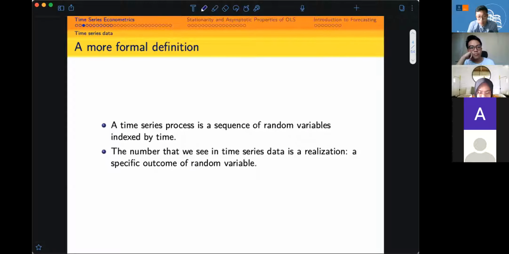So let's go into a more formal definition. A time series process is a sequence of random variables indexed by time. So what you actually see in the data, for example, if you see an inflation rate of 0.69 in the past month, it's actually a realization of a random variable. Okay. This is a formal definition of time series, and I'm going to provide you with a little bit more nuance in the subsequent slides.